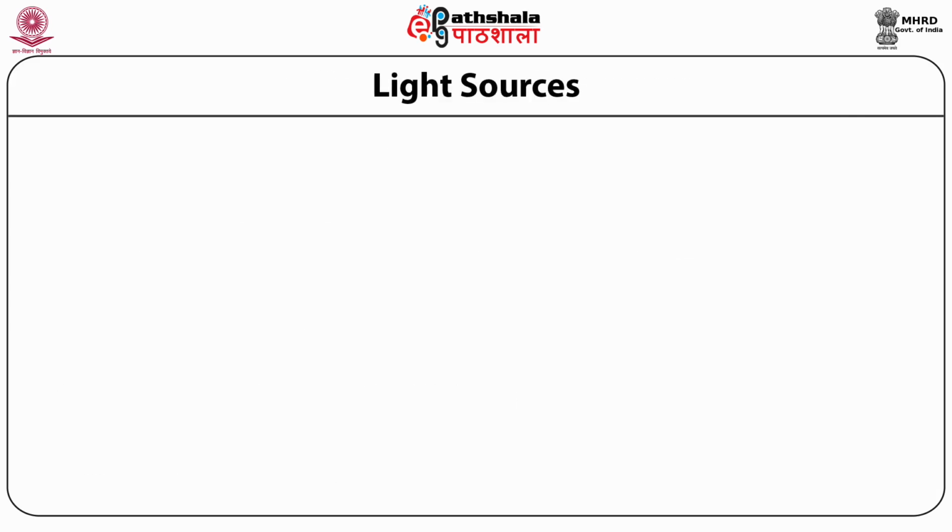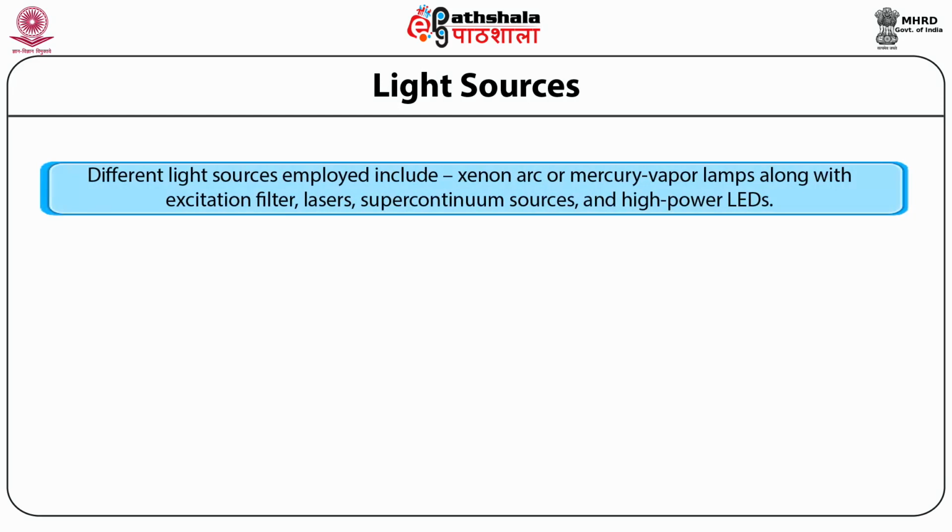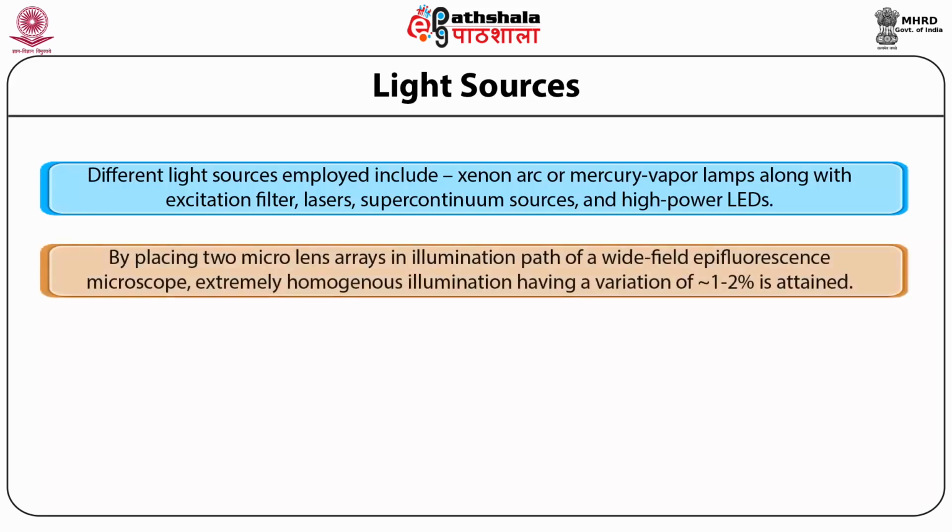Let us now discuss the light sources. Different light sources which are employed include xenon arc or mercury vapor lamps along with the excitation filter, lasers, supercontinuum sources, and high-powered LEDs. By placing two microlens arrays in the illumination path of a wide field epifluorescence microscope, extremely homogeneous illumination having a variation of 1 to 2% is attained.